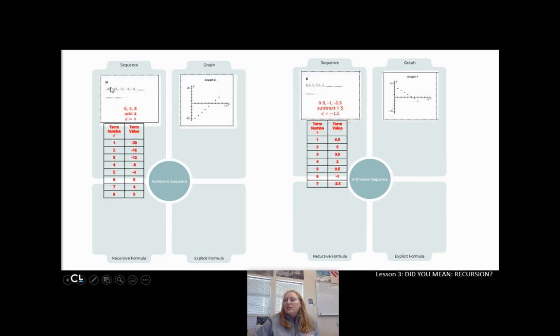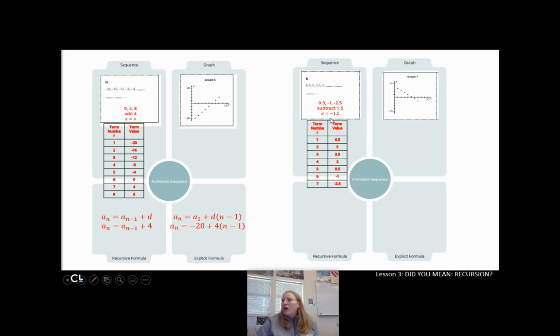For my next sequence, H, I can see that my common difference is 4, so I put that, +4, into my recursive formula. I can see that my common difference is 4, and my first term is -20, so I put that into my explicit formula.